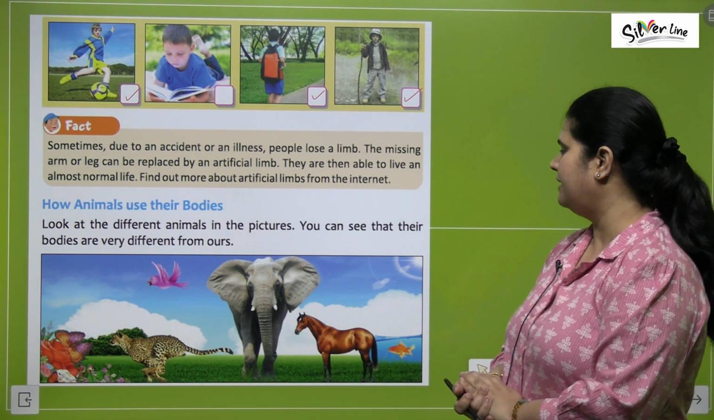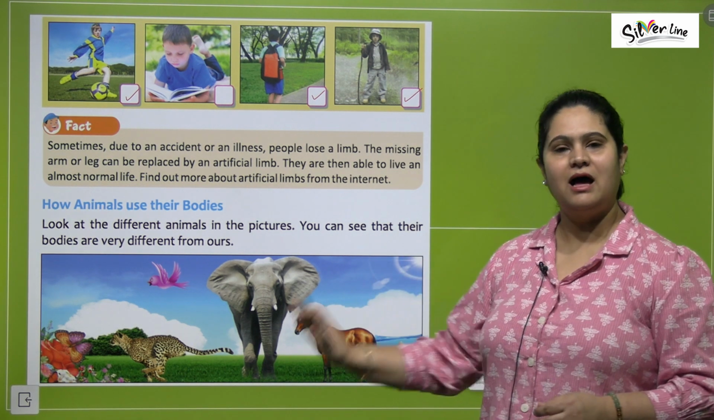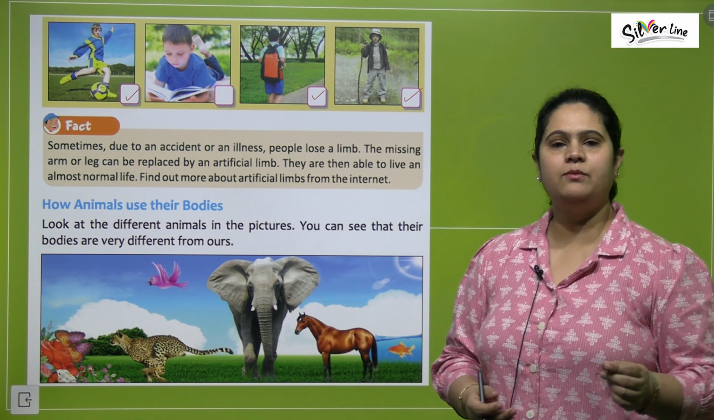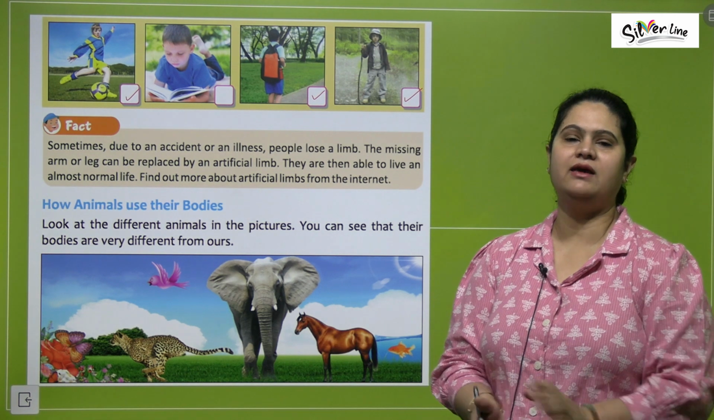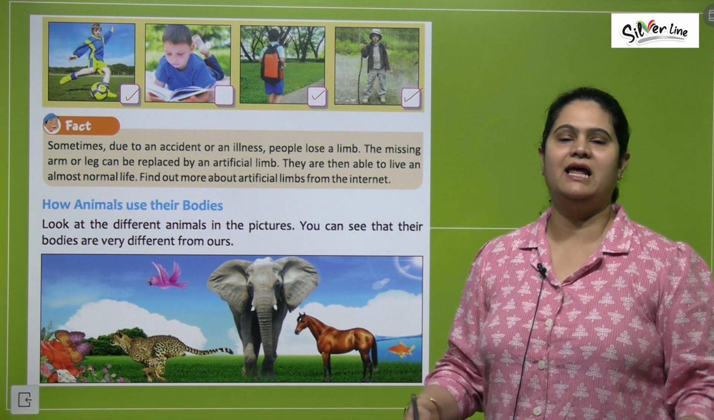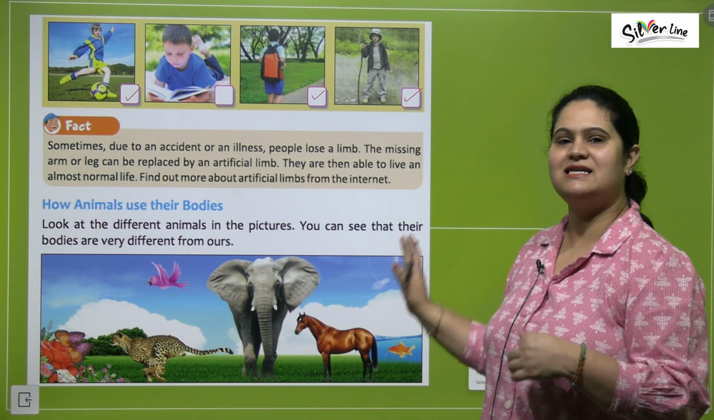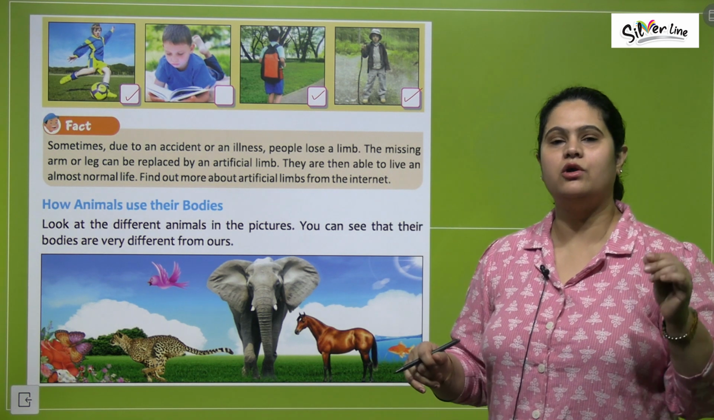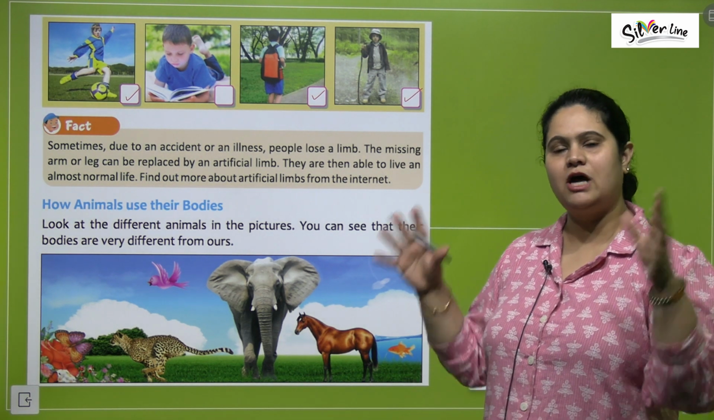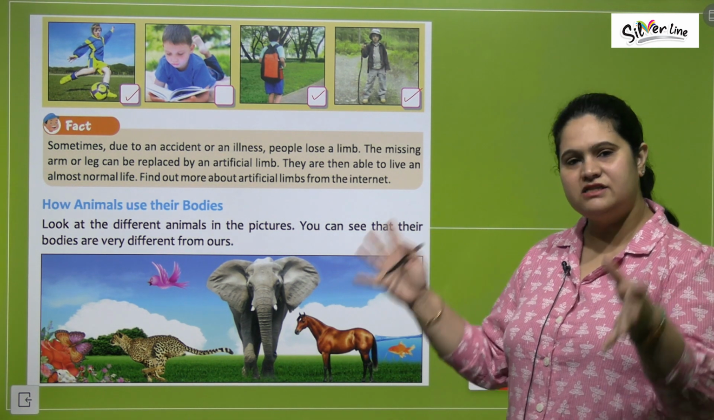Look at the different animals in the picture. You can see that their bodies are different from ours. ये जो animals हैं, इनकी bodies human bodies से काफी different होती हैं, right? हम लोग कैसे चलते हैं? We walk on our legs and we use our hands to do certain things. But here you see these animals, they walk on all fours, right? चारों पैरों पर चलते हैं अपने. So their bodies are different from ours.